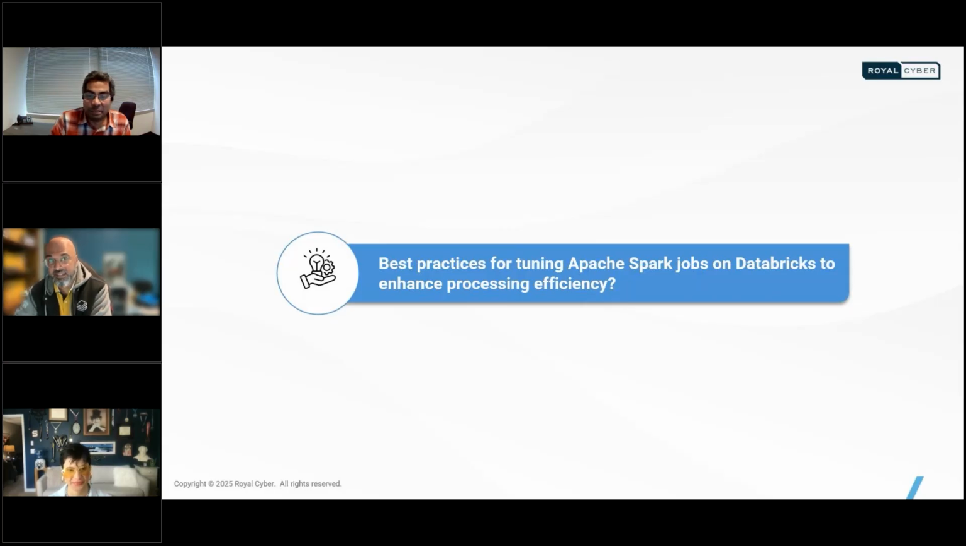This is perhaps the most common question that we get, right? My job's too slow, it's costing too much. And I'll give the first one. There are five S's when it comes to data processing in parallel, which is what Spark does. The first is storage, and then you have the shuffle, skew, spill, serialization.